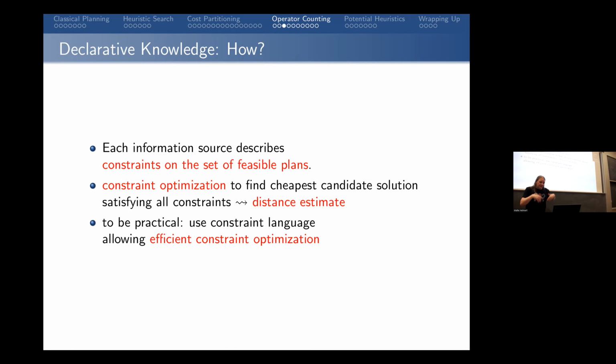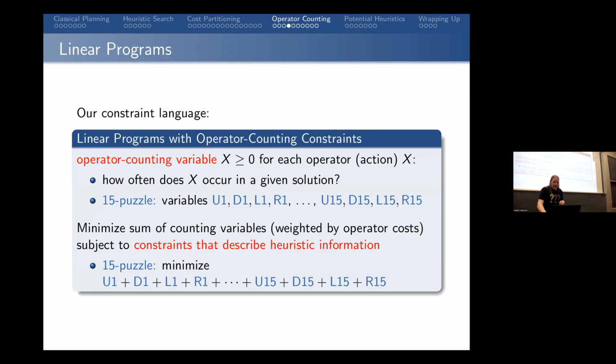So this is what we're going to do. And in particular, we're going to use linear programs. So what's the idea? Operator counting constraints. Operator is a fancy word which just means action. So like move a particular tile up or down. It's something that is part of the formal representation.